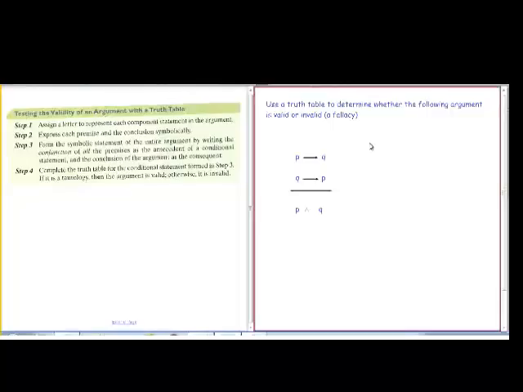So some of your homework problems say use a truth table to determine whether the argument is valid or invalid. So this is a conditional statement. This is the opposite conditional statement. And the conclusion is a compound statement.